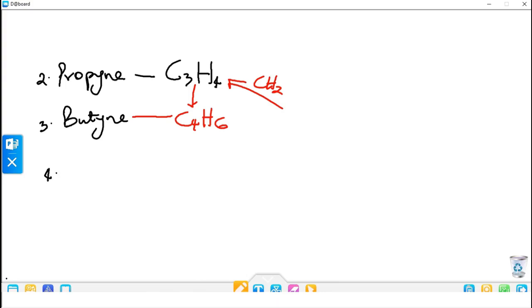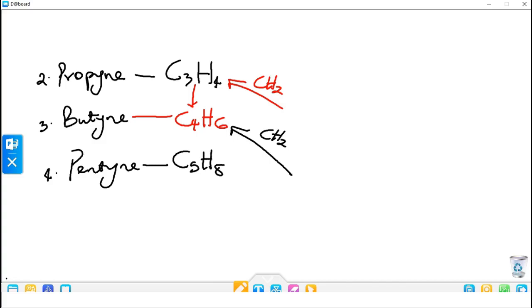So if I am to look at the fourth member, which is pentyne, and I choose to add CH2 to butyne, pentyne is going to give me C5H8, and it continues on and on.